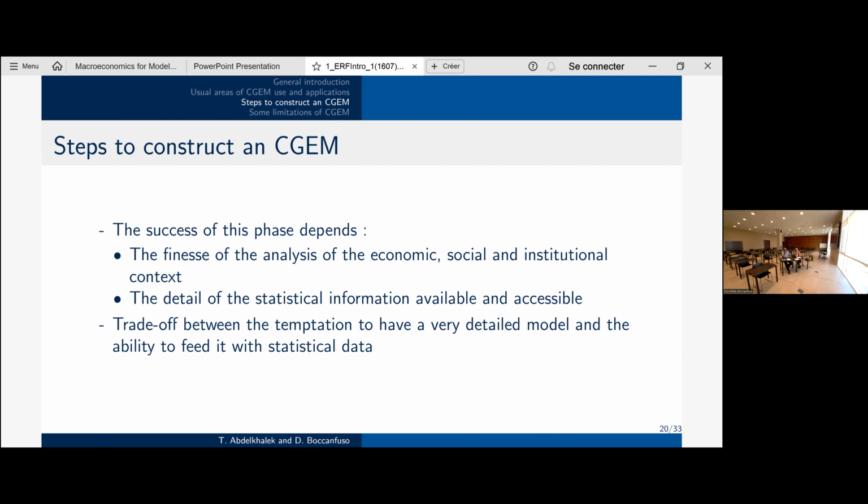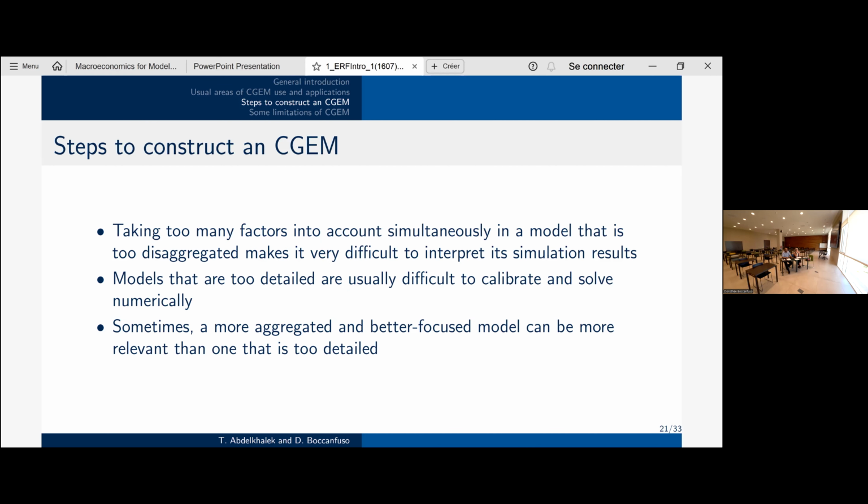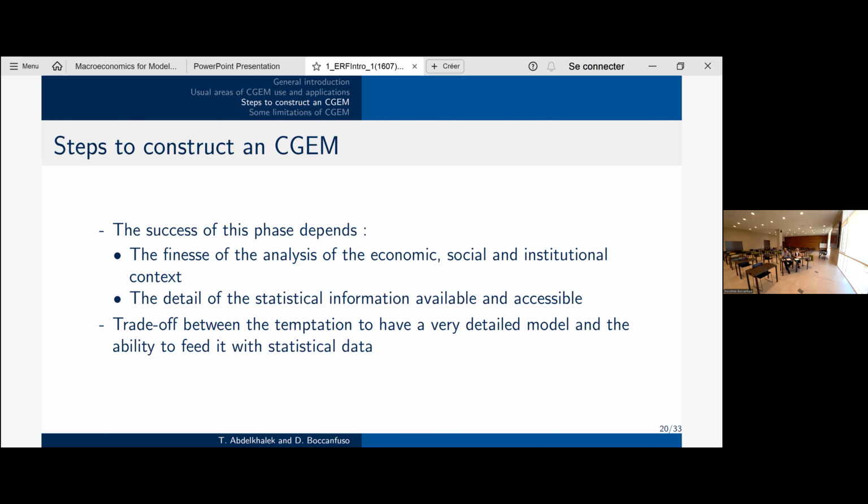The finesse of the analysis of the economic and social context is important. And there is a trade-off between the temptation to have a very detailed model, which is important, and the ability to fit with statistical data. And sometimes we have to come back because we cannot solve the model, because we do not have data to do this. I give you an example.